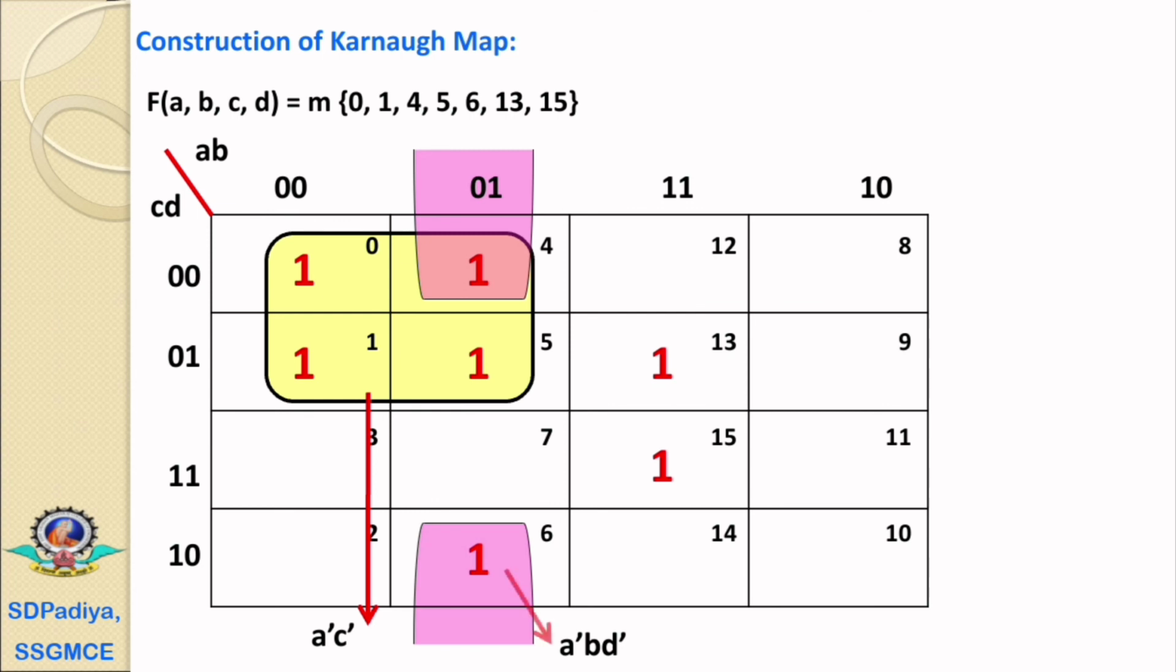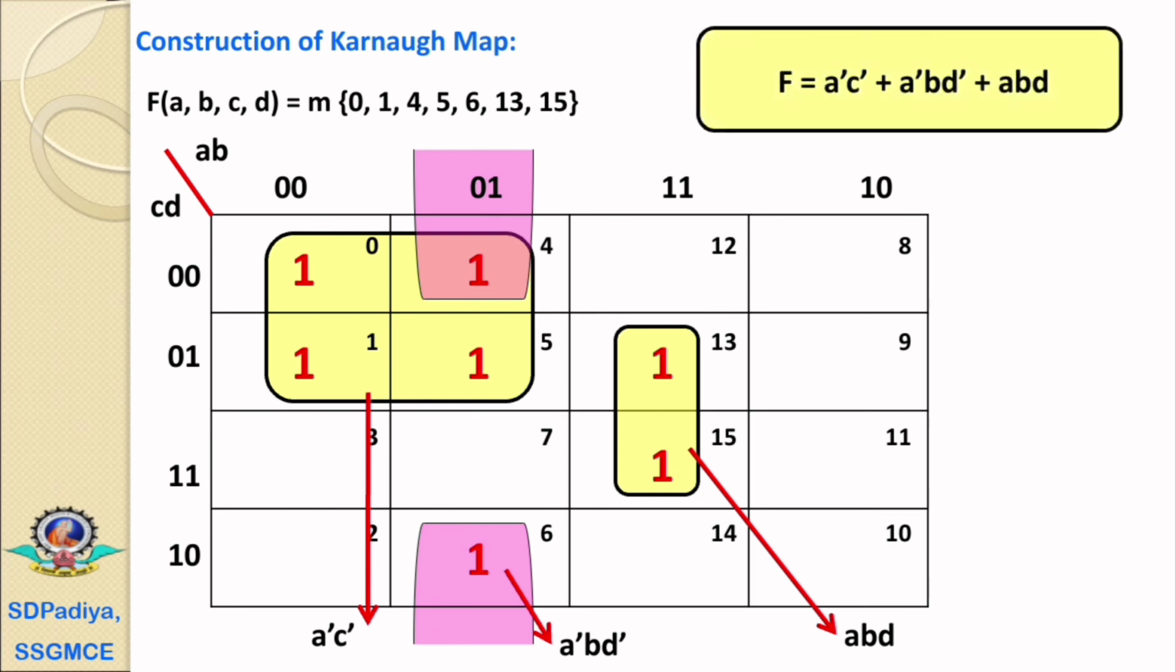The third group we can form for the cell designation 13 and 15. Now this pair belongs to a single column with the values 1, 1. Therefore the remaining is D. Therefore its expression is A, B, D. Finally the function is a sum of products. Therefore it is the A dash C dash plus A dash B D dash plus A B D.